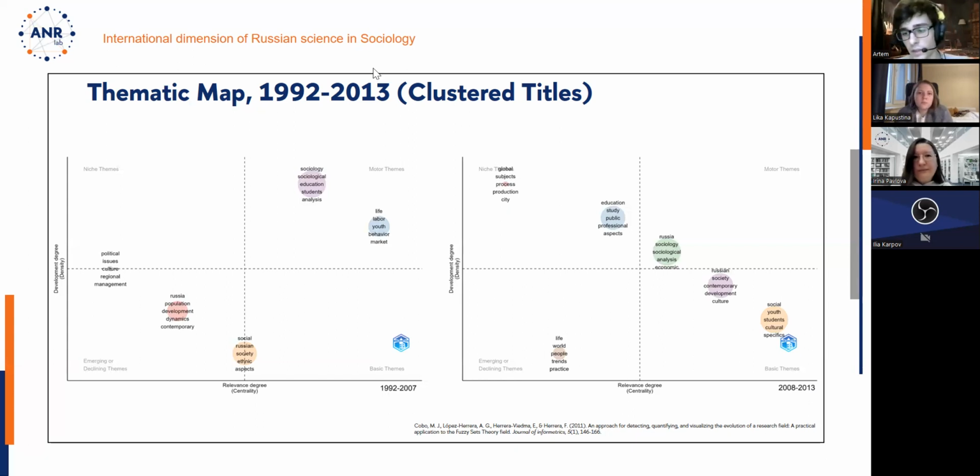The next period saw the topics of youth, education, culture become basic, as you can see there in the lower right quadrant, but also global aspects devoted to globalization, etc. They also came to the scene, but they were quite niche.